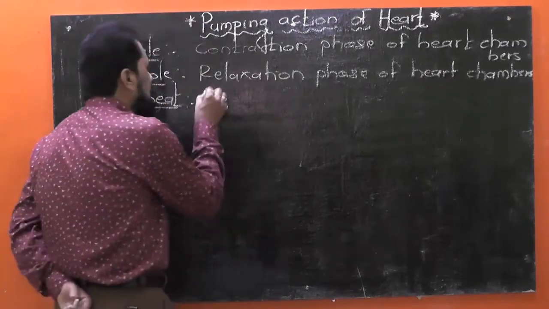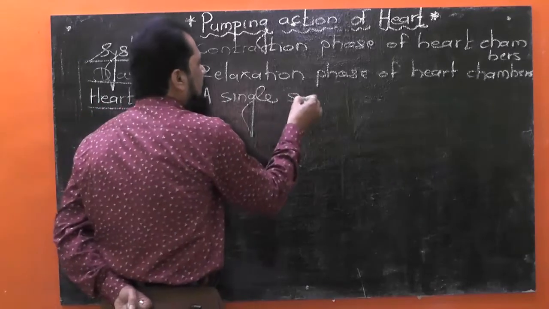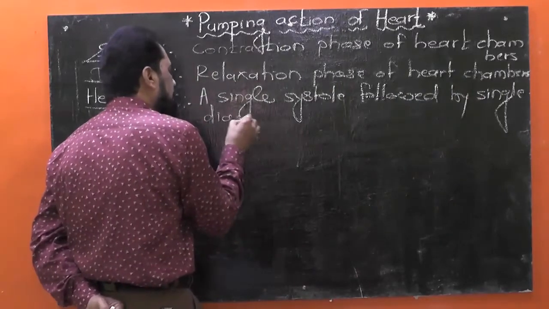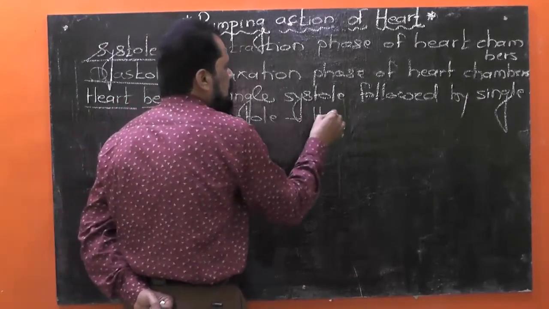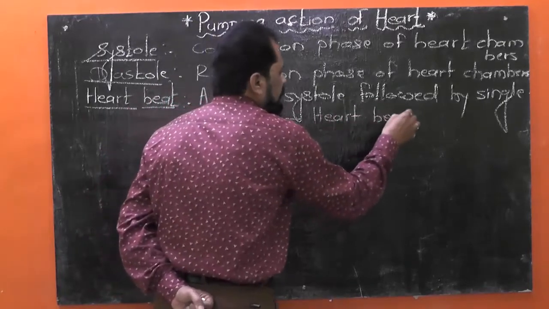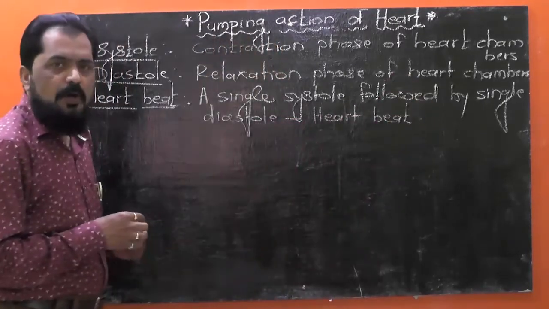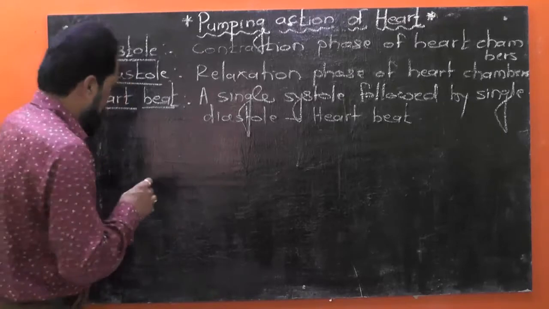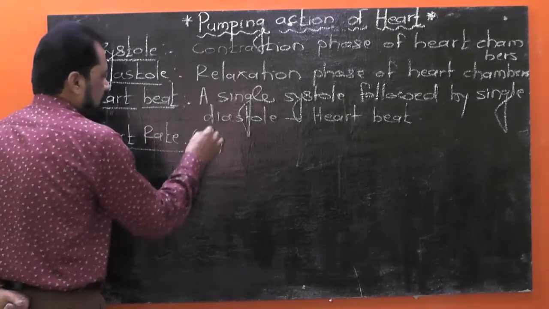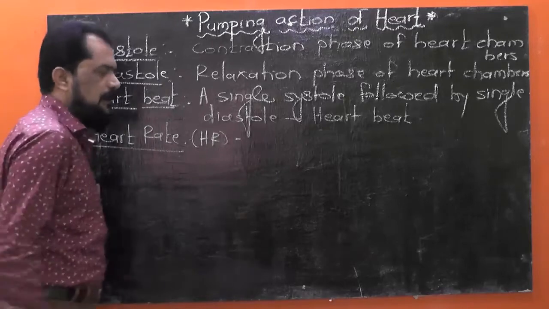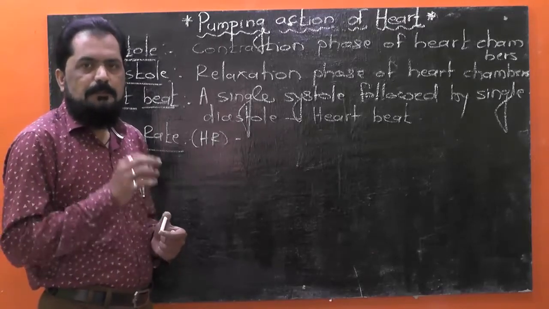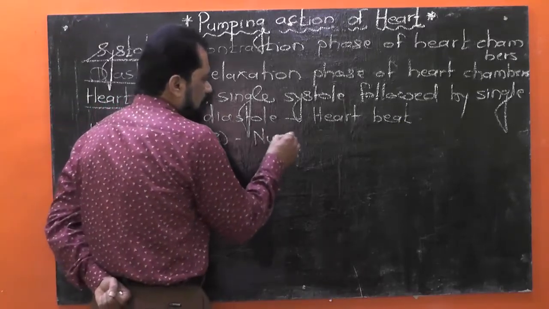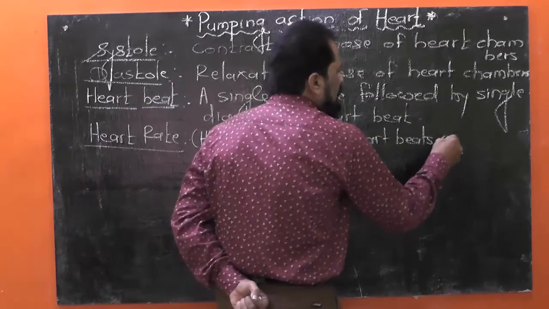Let me write. A single systole followed by single diastole represents one heartbeat. And the number of heartbeats per minute is known as heart rate. Let me write. Heart rate. It can be abbreviated as HR. Heart rate is the number of heartbeats per minute.